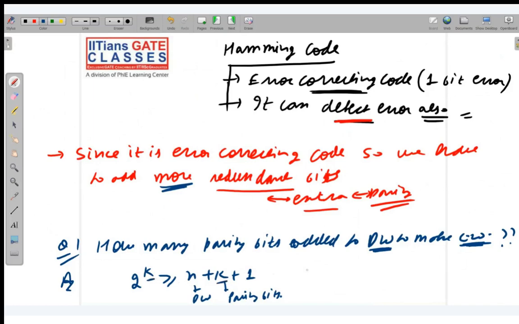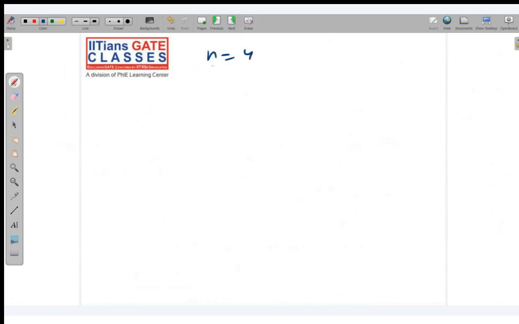That is the relation. So for example, let me give you an idea. Take n equal to 4, so the data word is of length 4, like 1011. How many parity bits will be added? 2 power k is greater than or equal to 4 plus k plus 1. What value can we put? If k is 1, 2 power 1 is greater than or equal to 4 plus 1 plus 1? No. k equal to 2: 2 power 2 is greater than or equal to 4 plus 2 plus 1? No. 2 power 3 is greater than or equal to 4 plus 3 plus 1? Yes. So k is equal to 3.